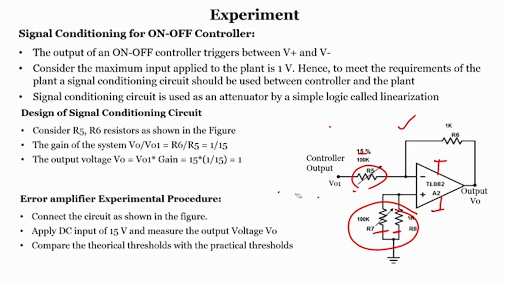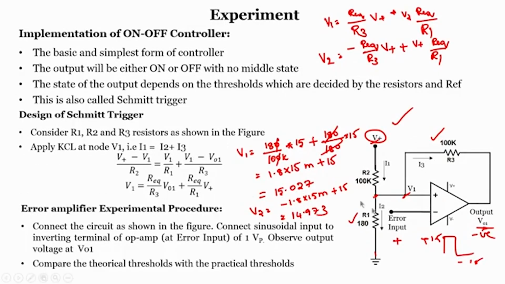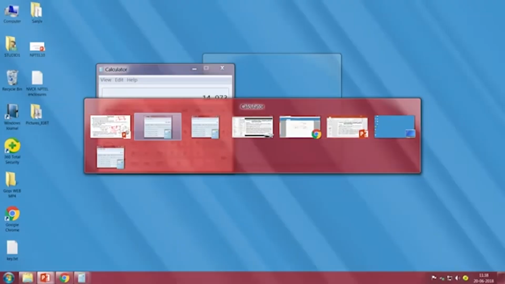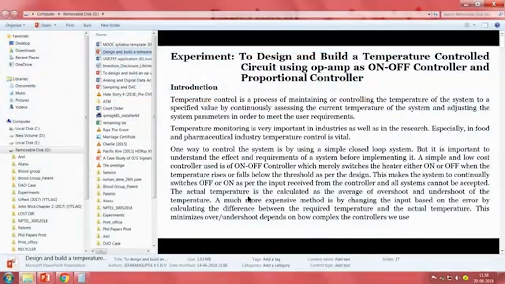Let us see whether our signal conditioning circuit and the on-off controller, whatever we have designed theoretically as per our requirement, is working perfectly or not. So, before looking into the experimental, we will see the simulation version and we will understand.